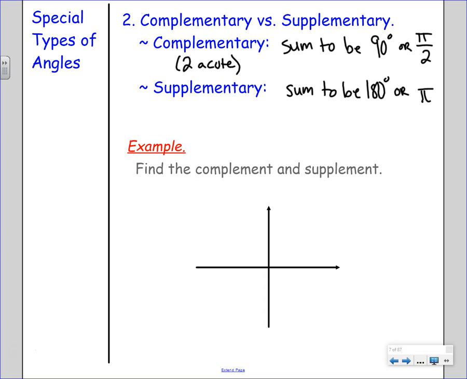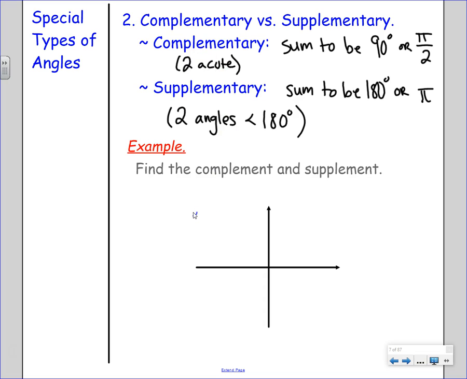Complementary, you have to have the sum of two angles less than 90 degrees. In supplementary, you also have to have two angles whose measures independently are both less than 180. Meaning you can't have a bigger angle than 180 and a smaller angle add to be supplementary or add to be complementary.